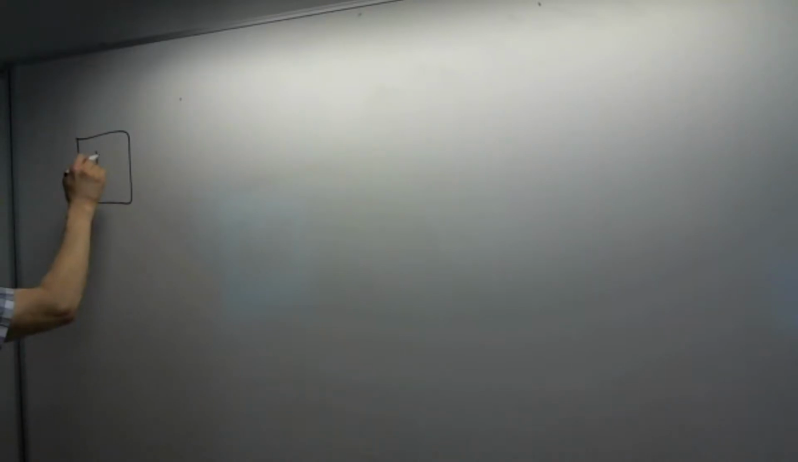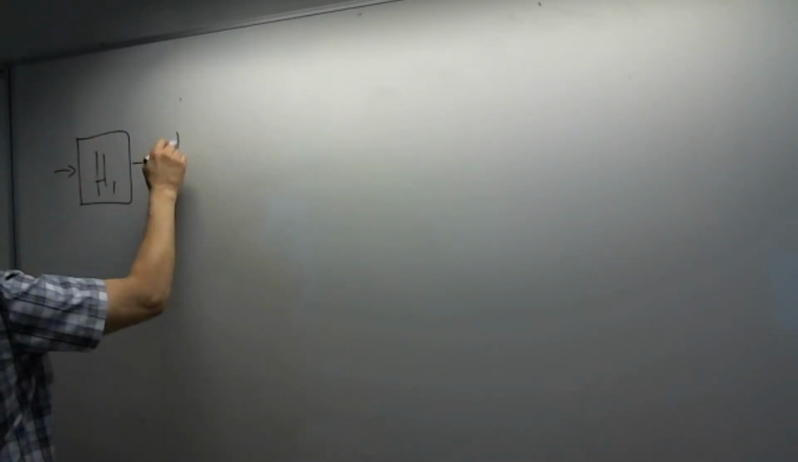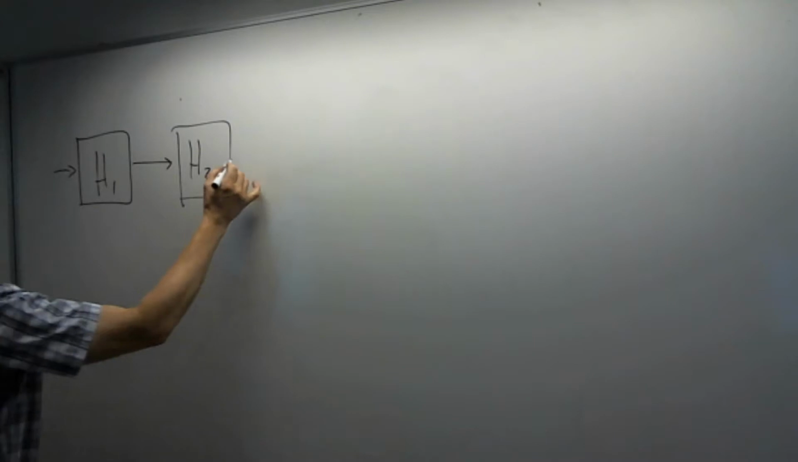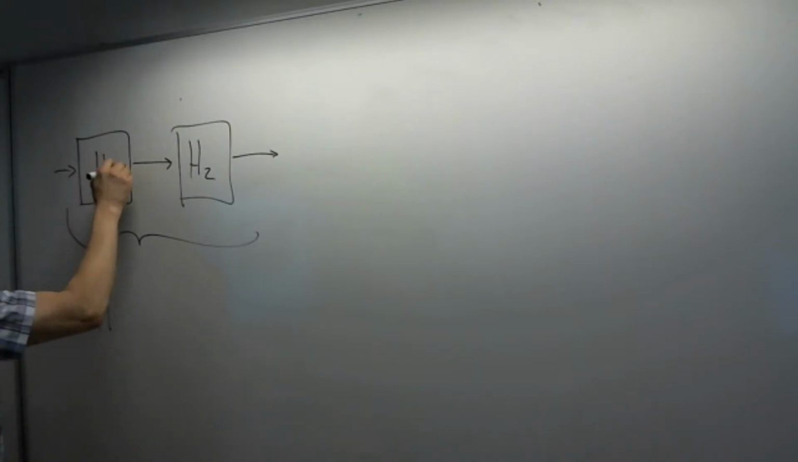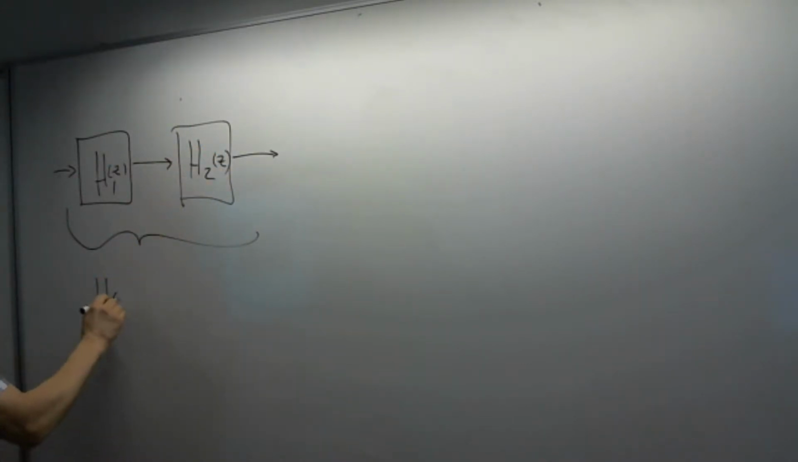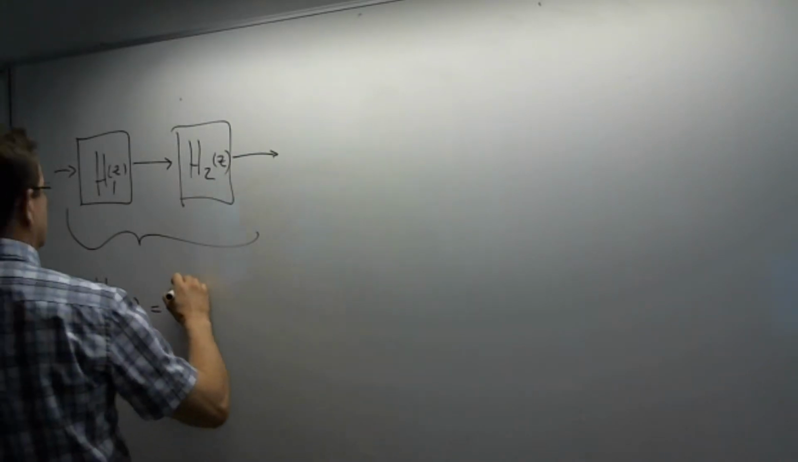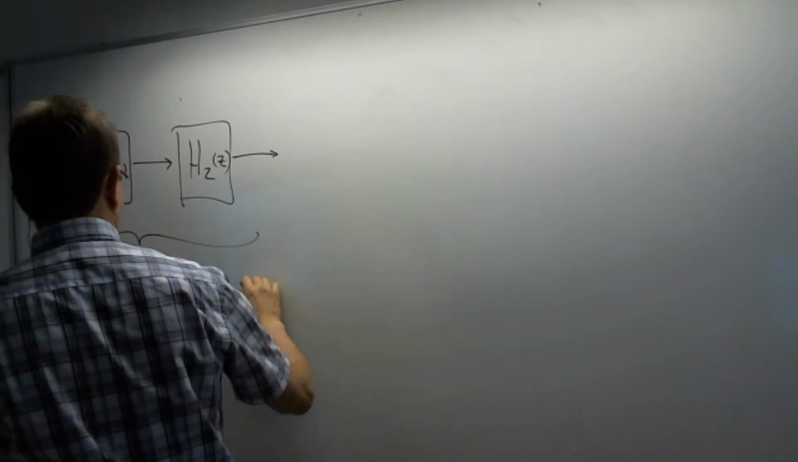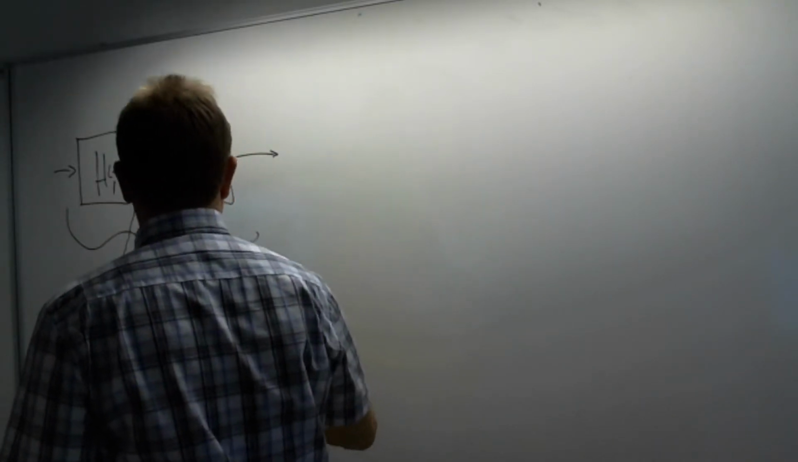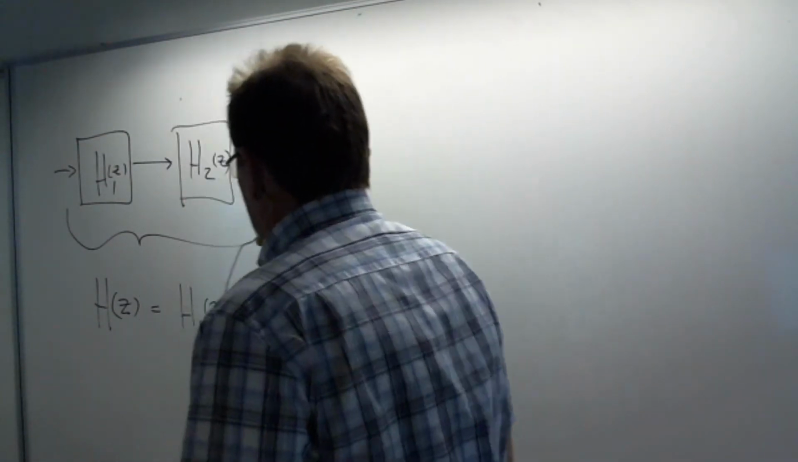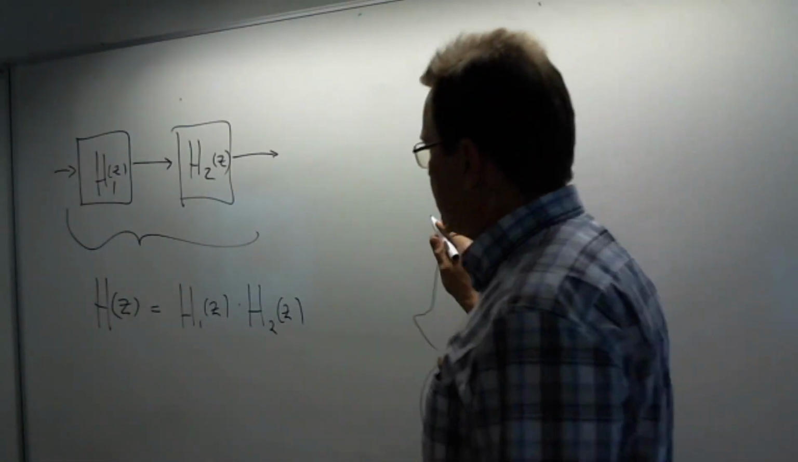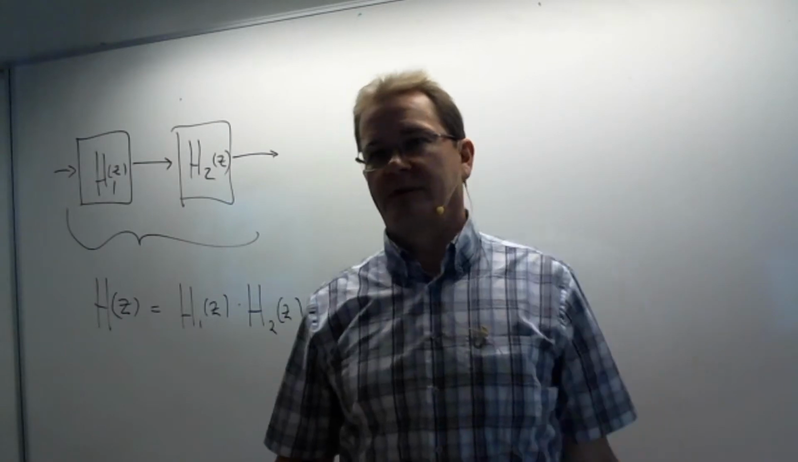So if you have, say, two systems, H1 and H2, in series, this would be systems in series. Basically, this one is H1(z), this is H2(z). So the combined system is the same as H1(z) times H2(z). If you have cascaded systems, then you basically just multiply those.